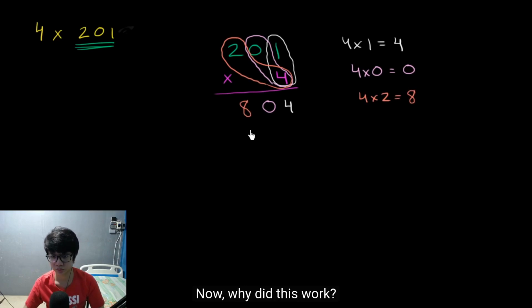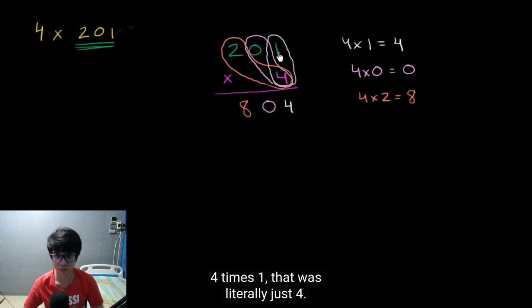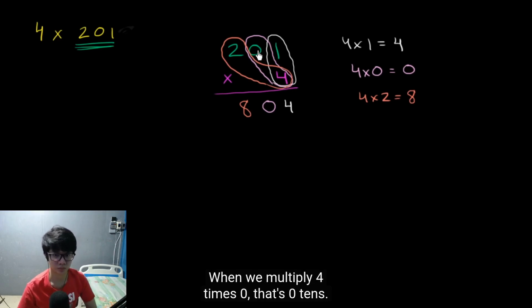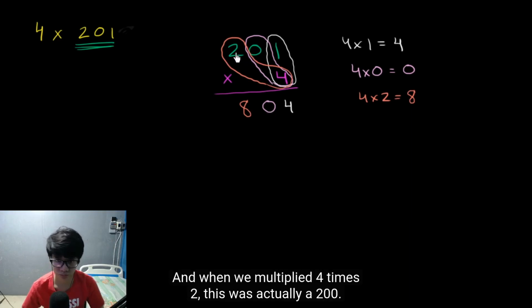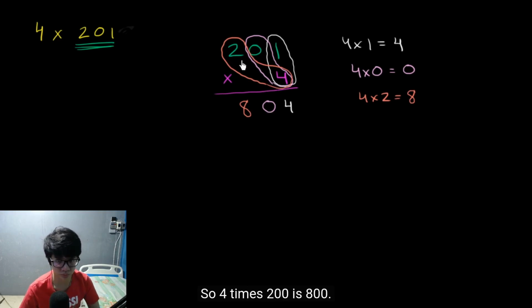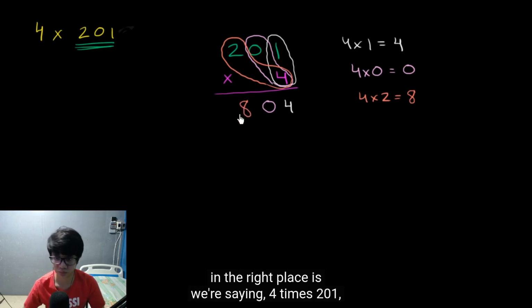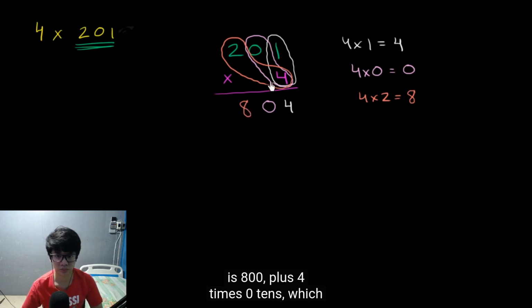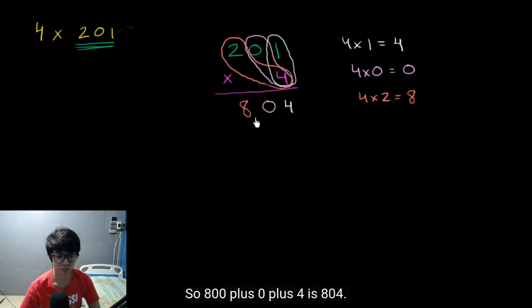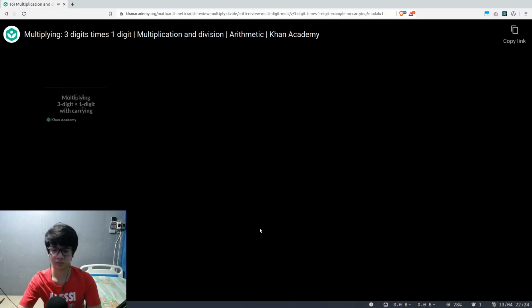Now, why did this work? Well, remember, when we multiplied 4 times 1, that was literally just 4, and we've got that 4 right over here. When we multiplied 4 times 0, that's 0 tens, so we got 0 tens right over here. And when we multiplied 4 times 2, this was actually a 200. It's in the hundreds place. So 4 times 200 is 800. So what we're essentially doing by writing it in the right places, we're saying 4 times 201 is the same thing as 4 times 200, which is 800, plus 4 times 0 tens, which is 0 tens, plus 4 times 1, which is 4. So 800 plus 0 plus 4 is 804. Cool.